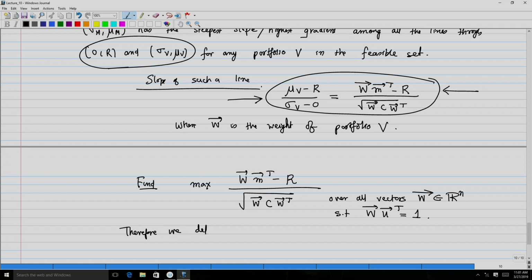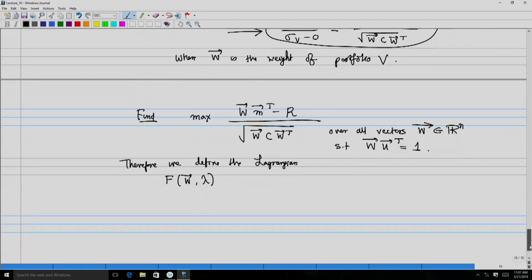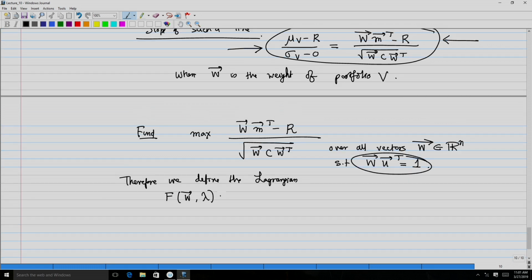So, therefore, we define the Lagrangian f of W, lambda. There is only one Lagrange multiplier, since there is only one constraint, namely sum of weights being equal to 1. This will be given by (W m transpose minus r) divided by the square root of W C W transpose, minus lambda into this constraint being included, which is W u transpose minus 1.